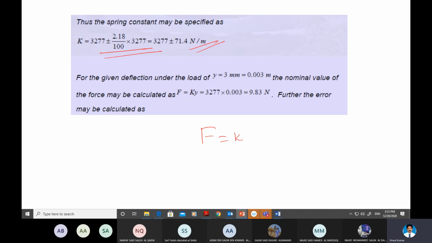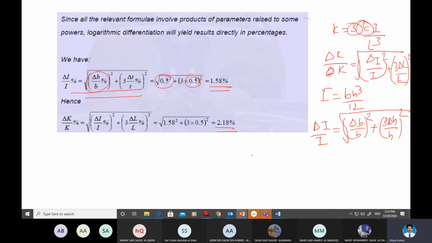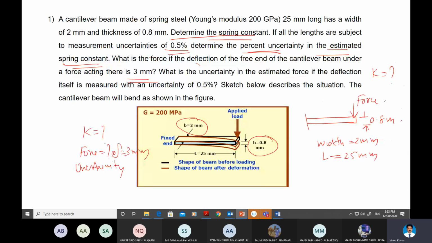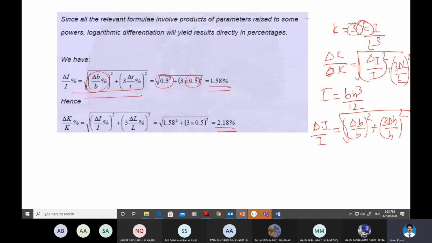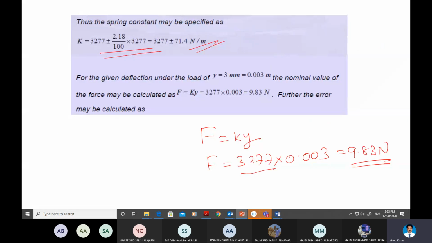So F is equal to KY. K is 3277 times Y 0.003. So 9.83 newtons is the force. There was a question here, 3 millimeter. It is a cantilever beam and the deflection is 3 millimeter. So here directly F is equal to KY, you have K and we have Y, just multiplying them, we get 9.83 Newton. Any questions, please? Or is it clear?